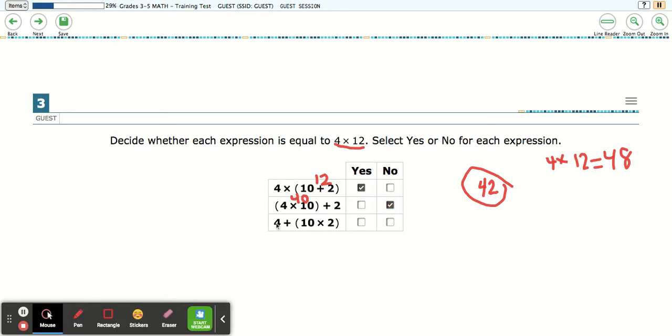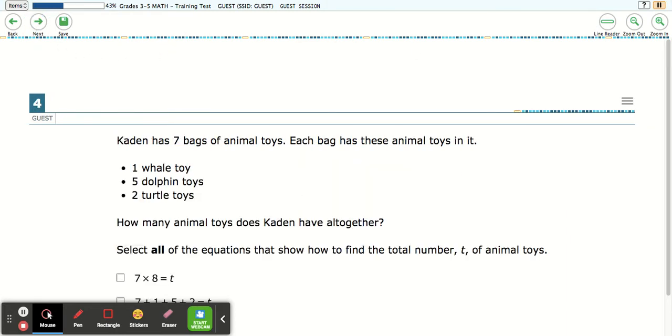Now my last one is 4 plus 10 times 2. Well, I know 10 times 2 is 20, and 4 plus 20 is 24. Again, that's not 48, so I'm going to select no. Notice how I'm going one step at a time. I'm going slow, guys. Take your time. Click the next button, and you move on to your next question.